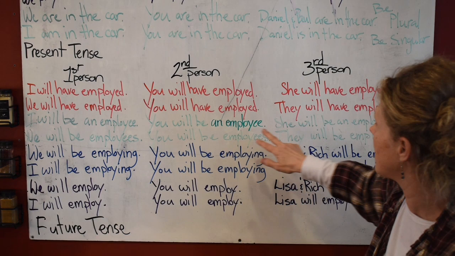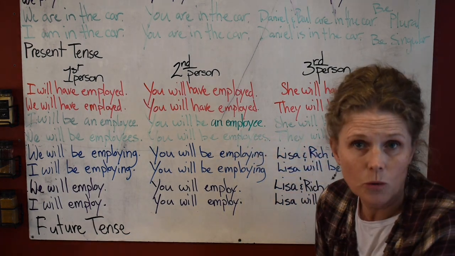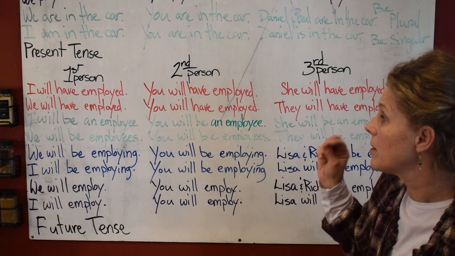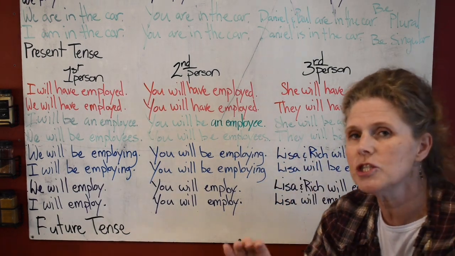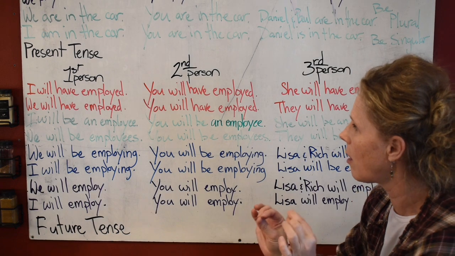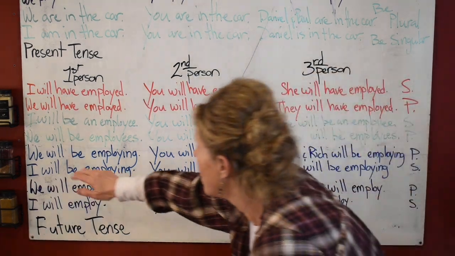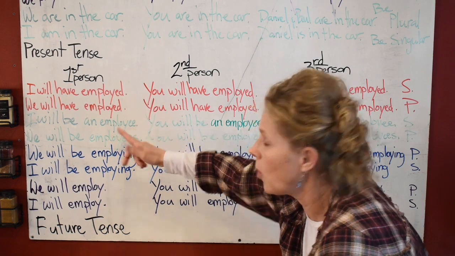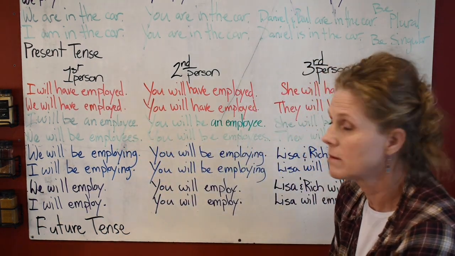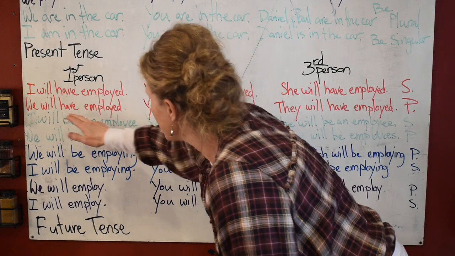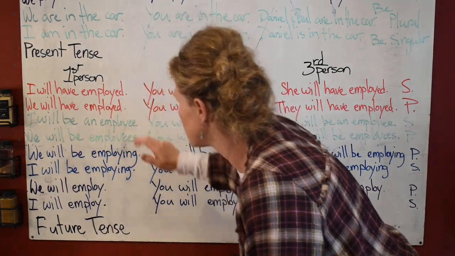Now, what do we have here? What's green? These are the be verbs. So I wanted you to see what happens when you are with the be. I will be an employee. What happened there? Can you see the difference between I will have employed, I will be an employee?